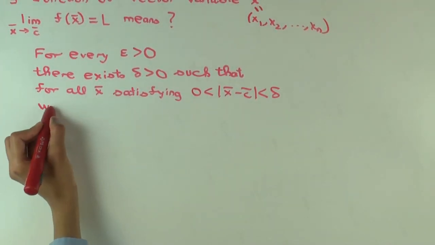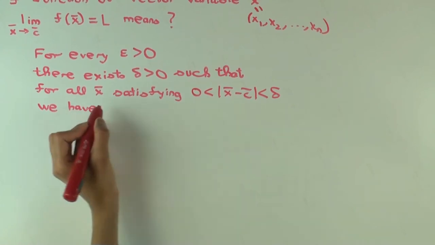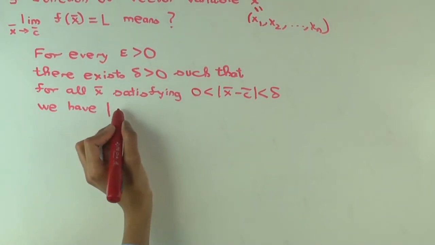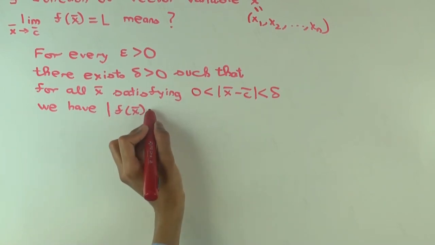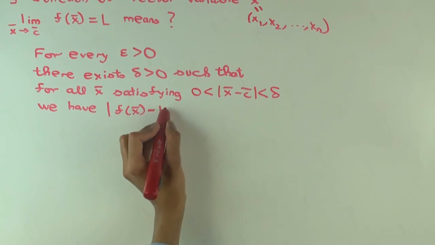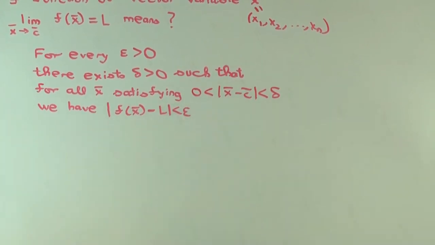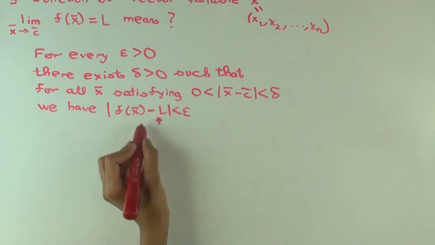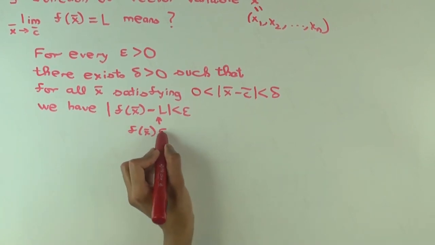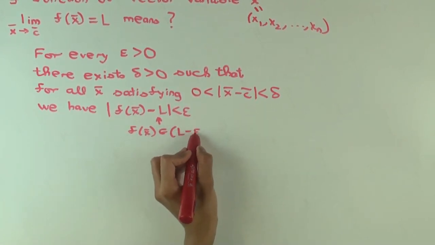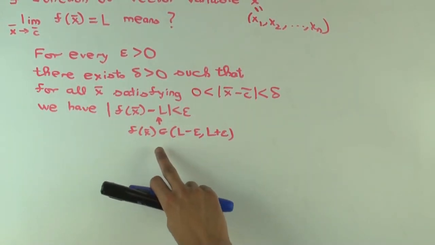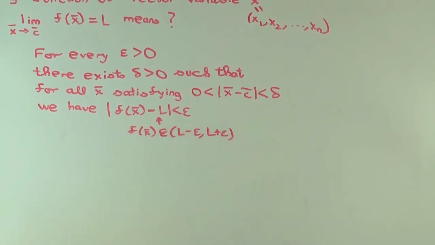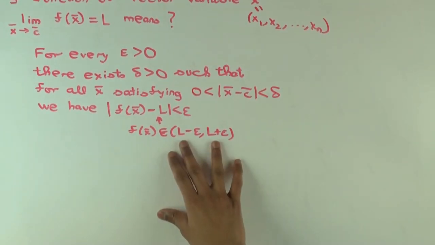What do we have? f of x bar. It's within the epsilon neighborhood of L, so you can write it like this. Okay. Now let me just elaborate a bit on these two things. So what does the second thing say? It just says f of x is in (L minus epsilon, L plus epsilon). So remember, the function is still a scalar function. So f of x is in the neighborhood L minus epsilon to L plus epsilon. That's what this is saying.